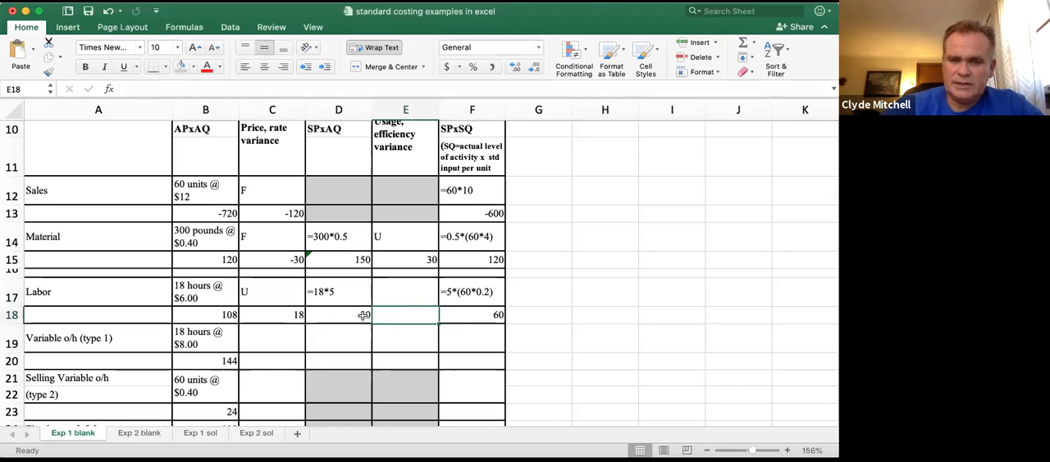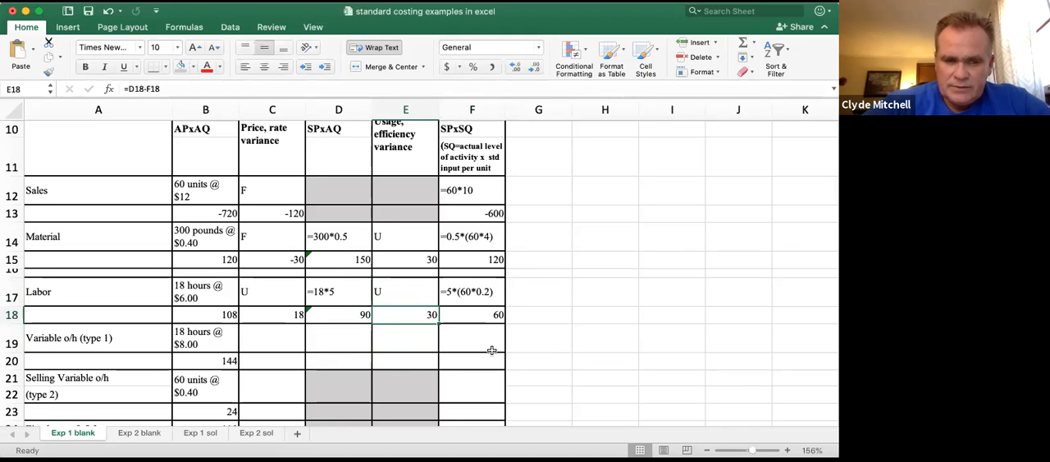The difference here, we take the actual, which is this side, less what it should be. So we've got 90 minus 60, and that is unfavorable, because the actual is more than it should be.